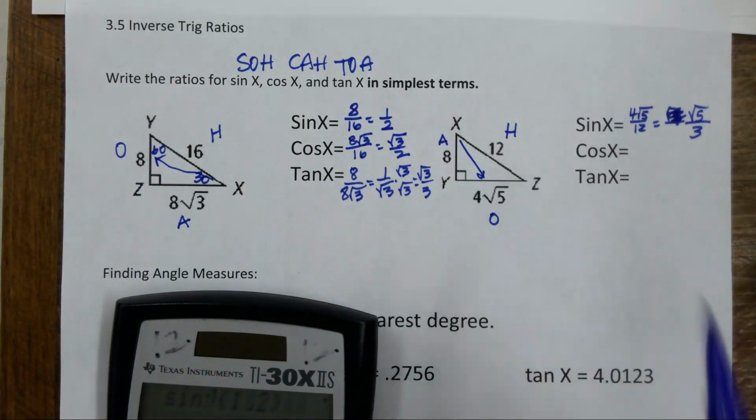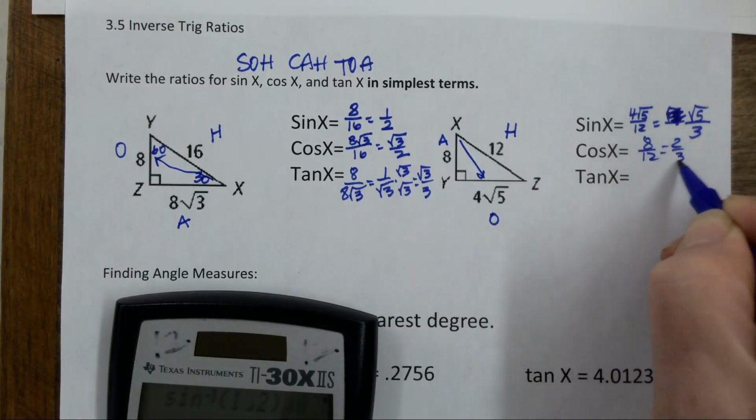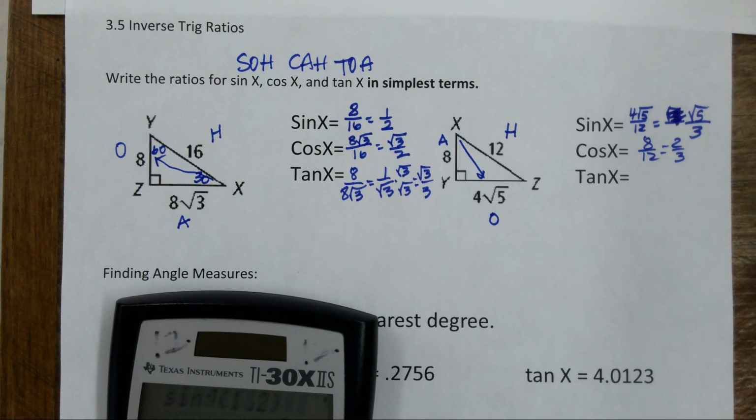How about the cosine of x? Can anybody give me that one? 8 over 12. Can you reduce that? Perfect. Okay. How about the tangent of x? Can anybody give me that one?